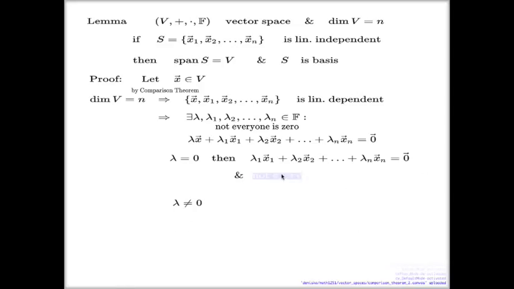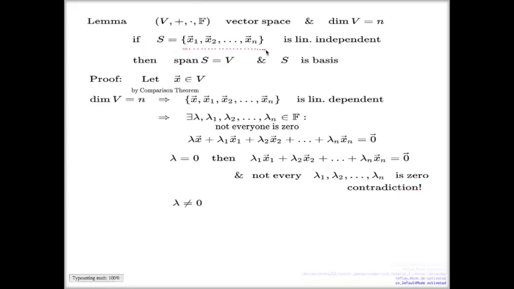Not every one of the remaining coefficients is 0. And that is a contradiction. That contradicts the assumption that the set S originally was linearly independent. So the only option for my lambda is the other option. So let's study this possibility for lambda.